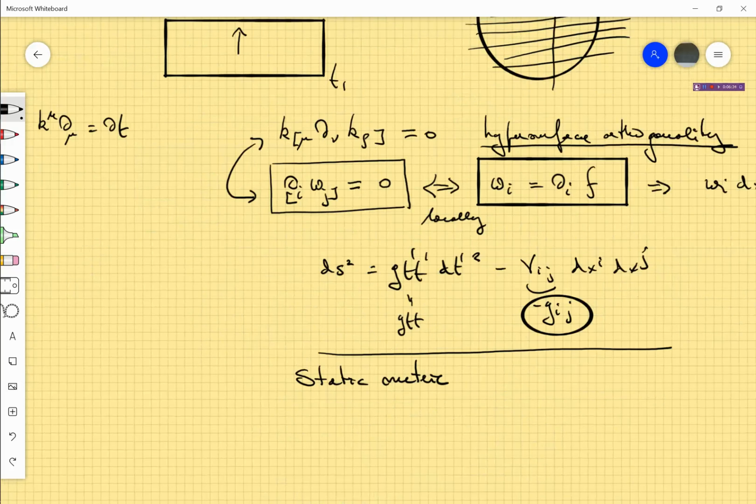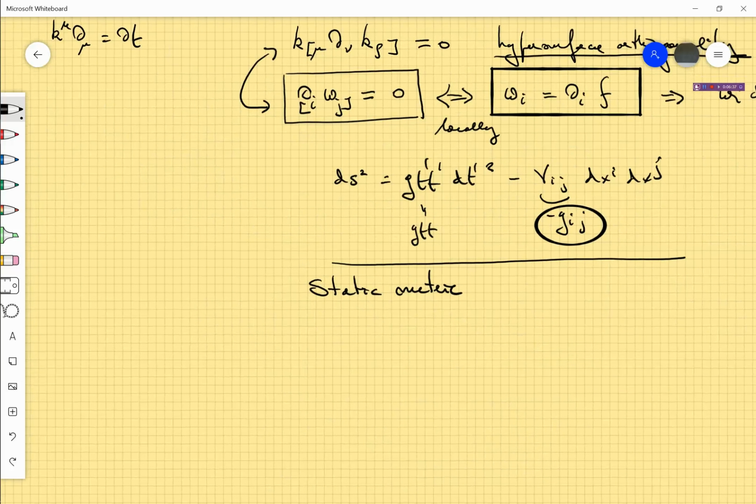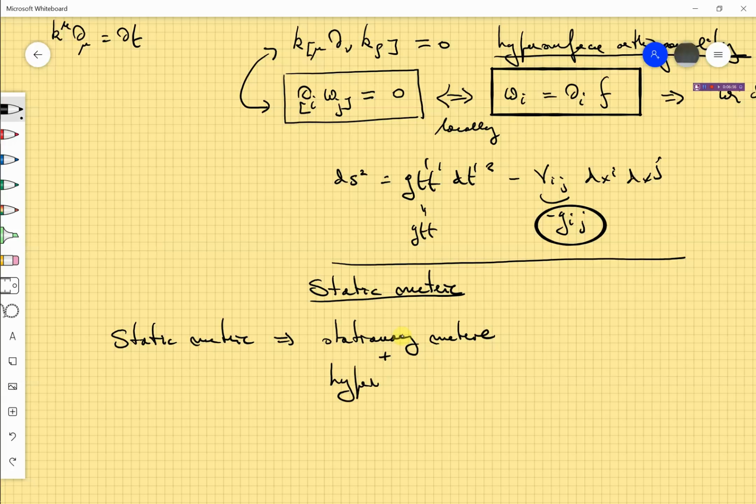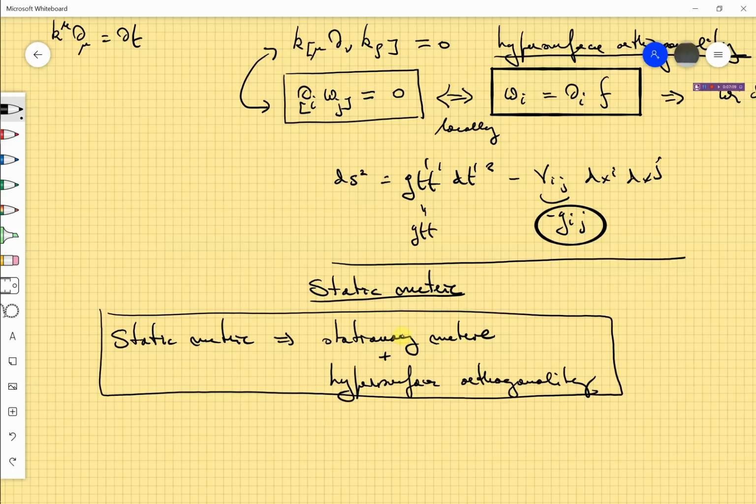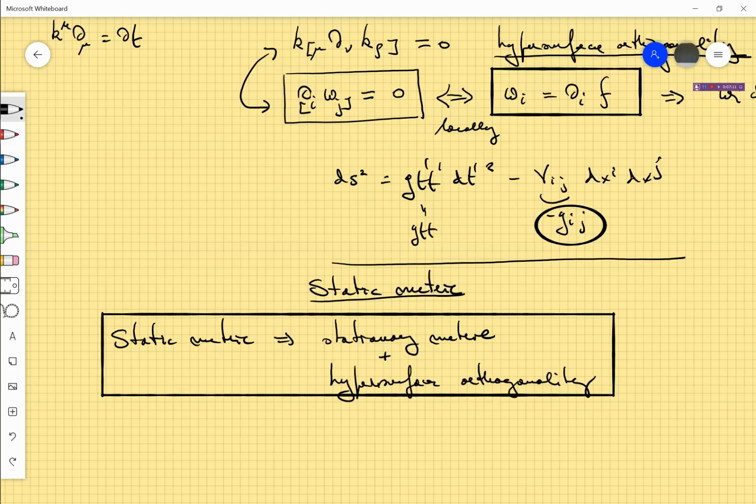Okay, we can say then that a static metric is a stationary metric plus hypersurface orthogonality of the time-like Killing vector. This is the rigorous definition of staticity in general relativity.